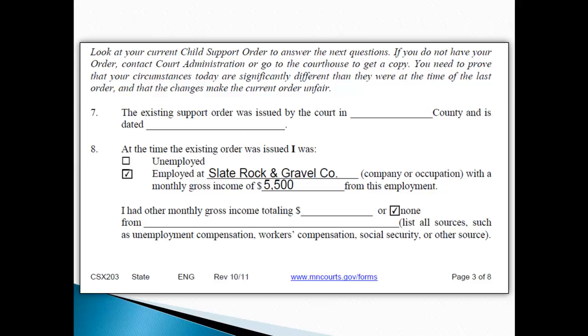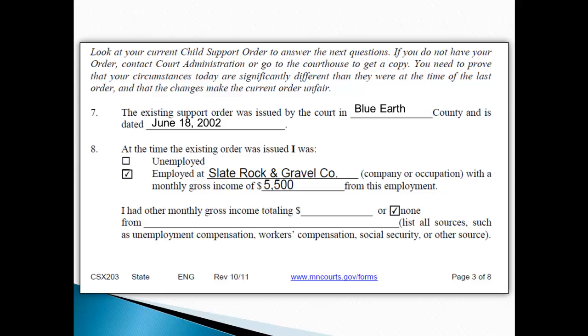You need to prove that your circumstances today are significantly different than they were at the time of the last order, and that the changes make the current order unfair. Question 7 asks for the county and date of the existing order. Fred's case was filed in Blue Earth County, and the existing order is dated June 18, 2002.